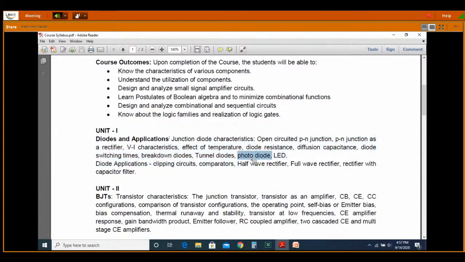And then we discussed the photodiode. What is a photodiode? Whenever light falls on the p-n diode junction, an electric current flows from the p region to the n region. Diffusion of charge carriers takes place. The photodiode converts light energy into electric energy. Now what is a light emitting diode? It converts electrical energy into light energy. That means it emits light, while the photodiode absorbs light. These are the two differences between the photodiode and the light emitting diode.